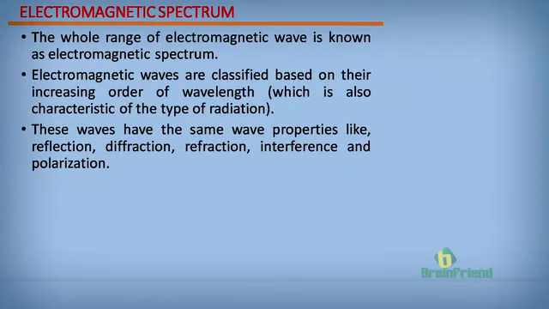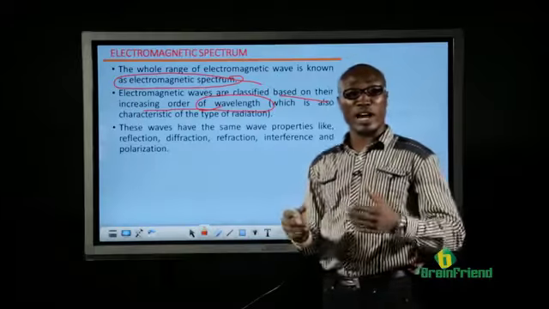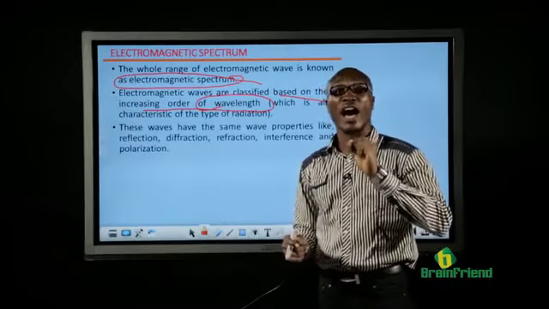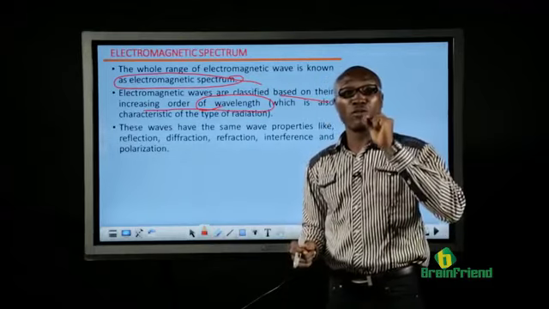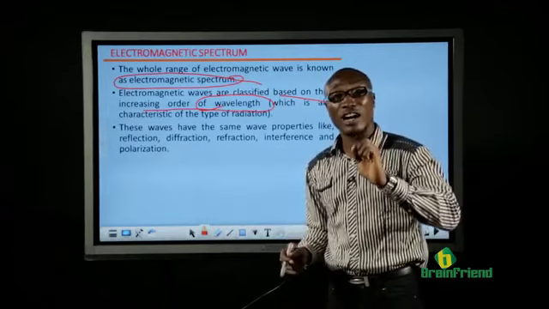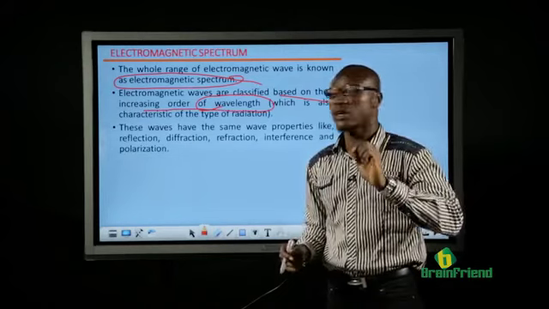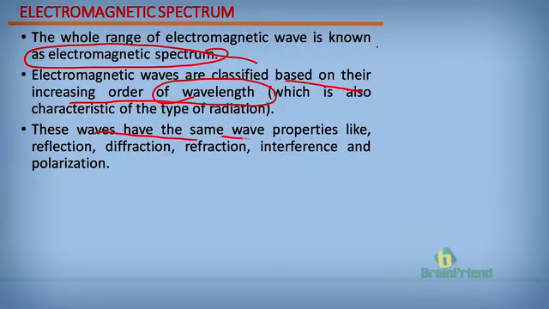Electromagnetic spectrum. The whole range of electromagnetic waves is known as the electromagnetic spectrum. Electromagnetic waves are classified in increasing order of wavelength, with gamma ray having the shortest wavelength and the largest frequency, and radio wave having the longest wavelength and the smallest frequency. These waves have the same wave properties like reflection, diffraction, refraction, interference, and polarization.